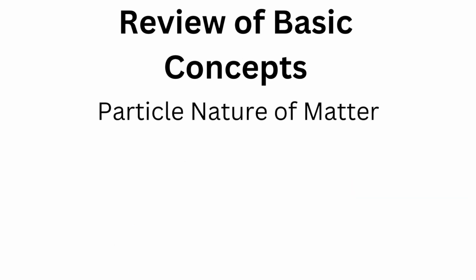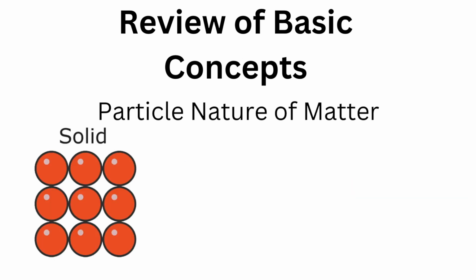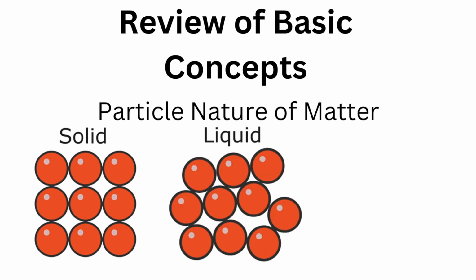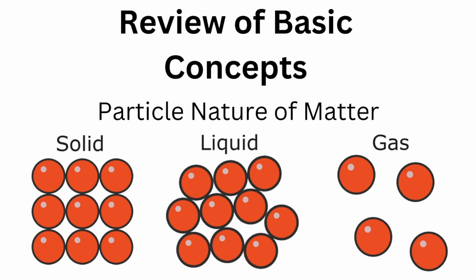Particle nature of matter. All matter is made of particles. In solids, they're in a tight and rigid array. In liquids, they're less orderly and can move more freely. In gas, the particles are well separated and can move much more. These natures all contribute to the physical state's properties in fairly obvious ways.